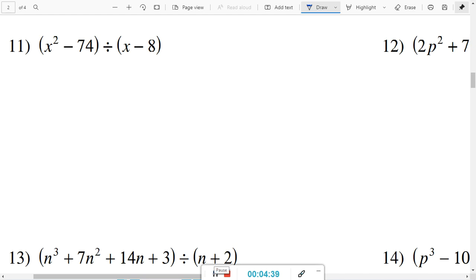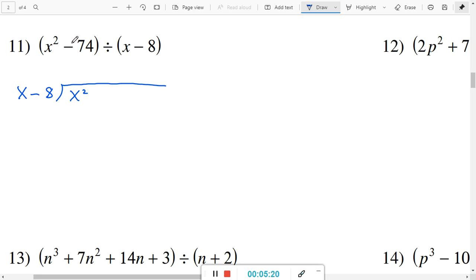Okay, let's look at number 11. Remember the part you're dividing by, you're going to write that first. So we're dividing by x minus 8. And that is going to go into this term right here. Okay, notice we have an x squared, but we don't have just a regular x. So I'm going to add that in because I want the exponents to count down in decreasing order. I want them to count down by 1. So I'm going to start with the x squared.